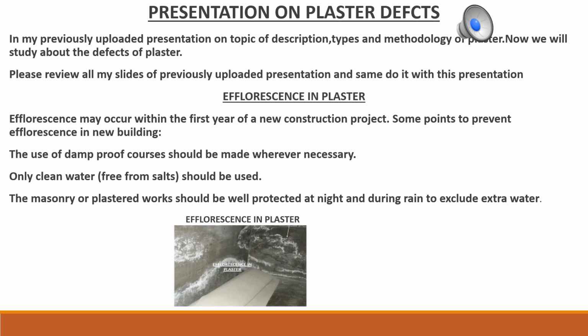The masonry or plastered work should be well protected at night time and during rain to exclude extra water also. So these are two ways to prevent efflorescence. In addition to that, there are some chemicals called neutralizers, which can also be used as specified by the manufacturers to remove the efflorescence.